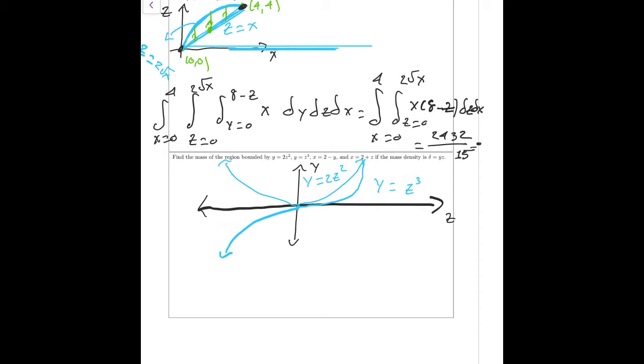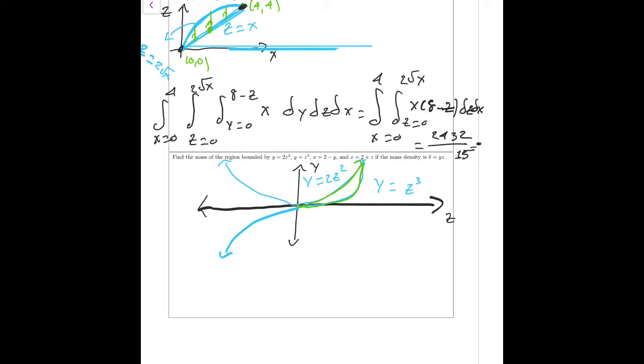So the first step is to visualize what this region looks like. So I've sketched what these curves are in the yz plane. So y is equal to 2z squared, y is equal to z cubed. I've sketched that in the yz plane. And so again, this is going to be similar to the previous problem. This is going to be a cylinder, but not a circular cylinder. It's going to be a cylinder, and these are going to be the cross sections. This part that I'm coloring in again in green. These are going to be the cross sections.